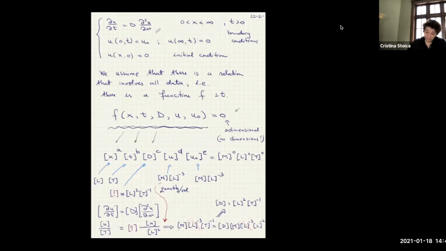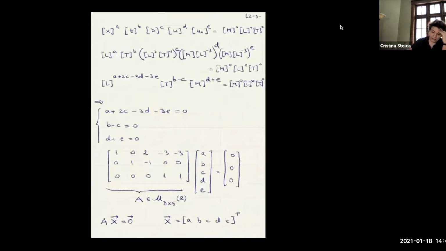This means that whatever physical dimensions these physical objects have, when we put them together in terms of the fundamental units, which in this case would be mass, length, and time, the powers of these things should end up to 0. So we figure out the dimensions of everything, including this D, which was the diffusion coefficient, and we ended up with a linear system.